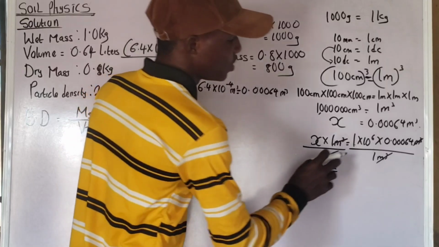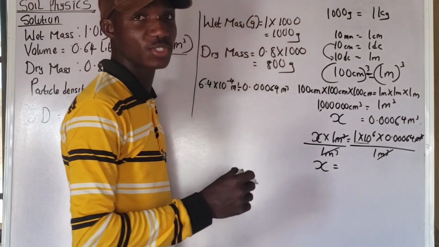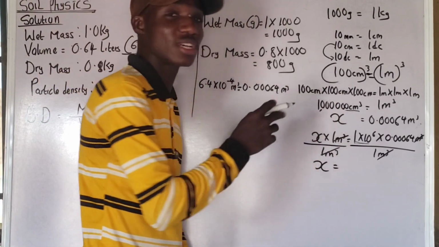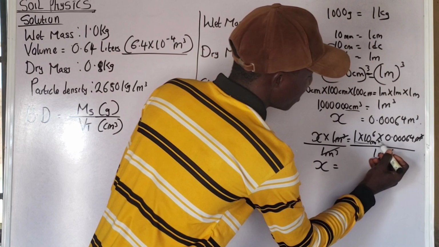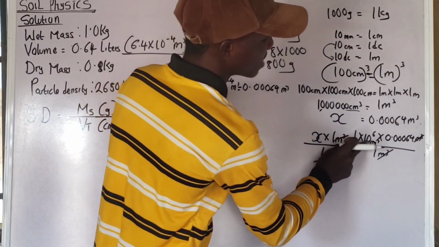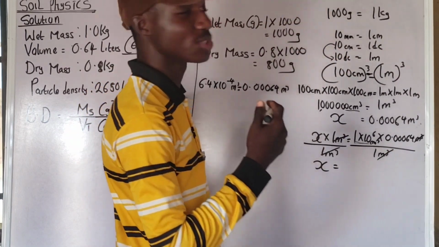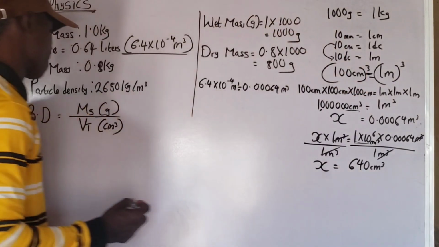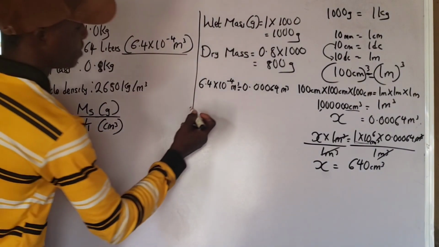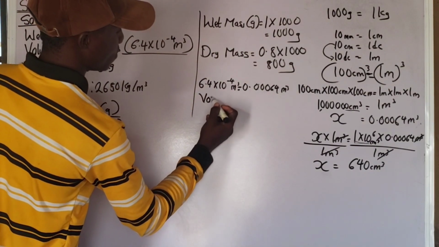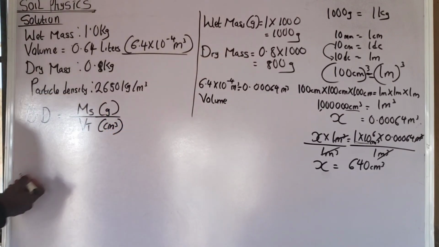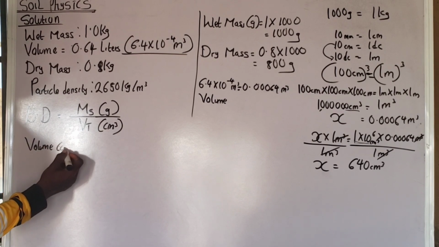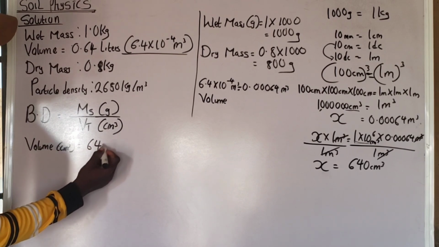You cancel the meter cube. So don't forget that 1 million is 1 times 10 raised to the power of 6, and you know that it is 1 million centimeter cube. The unit is in centimeter cube. So 1 million centimeter cube multiplied by 0.00064, we're going to have 640 centimeter cube. So the total volume in centimeter cube equals 640 centimeter cube.